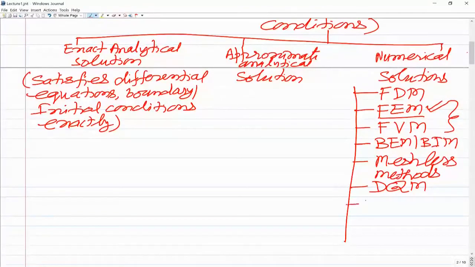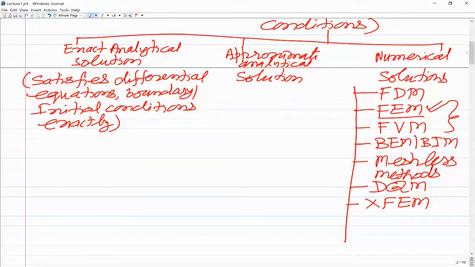Then there is also XFEM, the extended finite element method. X stands for extended. Particularly this is used for fracture mechanics problems or problems where there are singularities. That means if you have a crack in a body, at the crack tip the stresses would be infinite. That is known as singularity in stresses and strains, so you call that a singularity there.